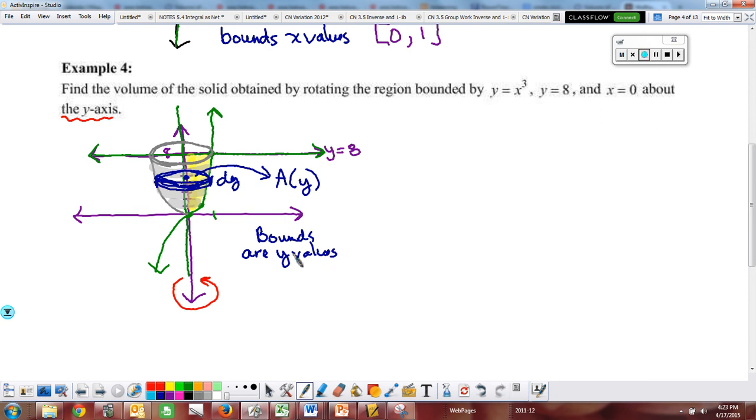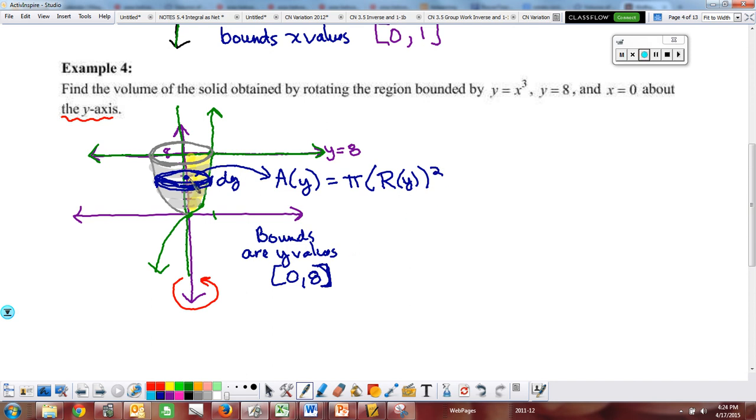All right, now the bounds I can get pretty straightforward because the y values are running from 0 to 8, so I can add that in down here. All right, we've got the dy. Now we need to find area as a function of y. Again, solid of rotation, it's always pi times the radius, but now it's a function of y squared.